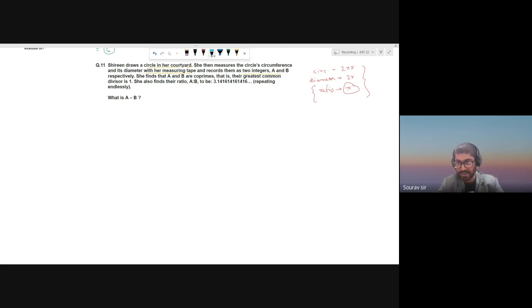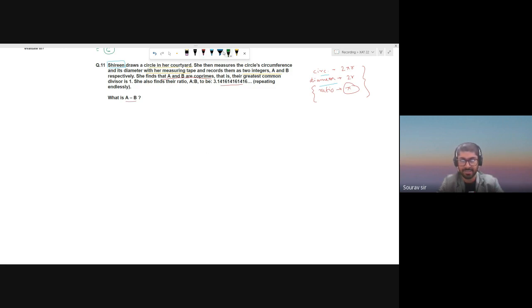They observed that all of the circles have the same ratio between the circumference and the diameter. So Shireen tries to recreate that example at her home. Little do-it-yourself project. So she finds that A and B, the measures are co-primes. Otherwise, you wouldn't get a recurring decimal like this. So what is A minus B?